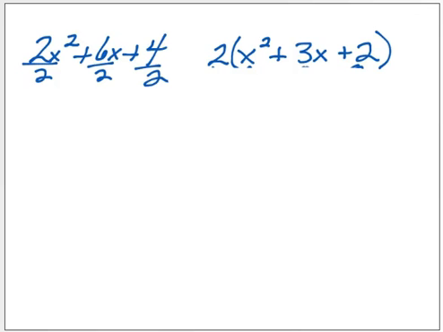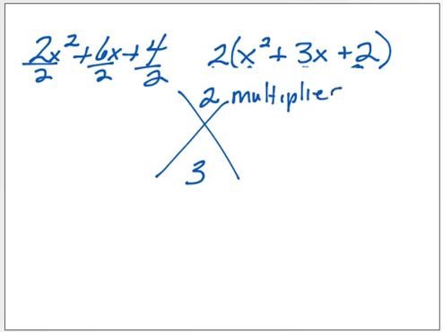Now we are looking for... we're going to put the 2 here, and we're going to put the 3 here. This is the last one and the middle one. And then we're going to find what multiplies to 2 and adds to 3. Well, that's 1 and 2. 1 times 2 is 2, and 1 plus 2 is 3.